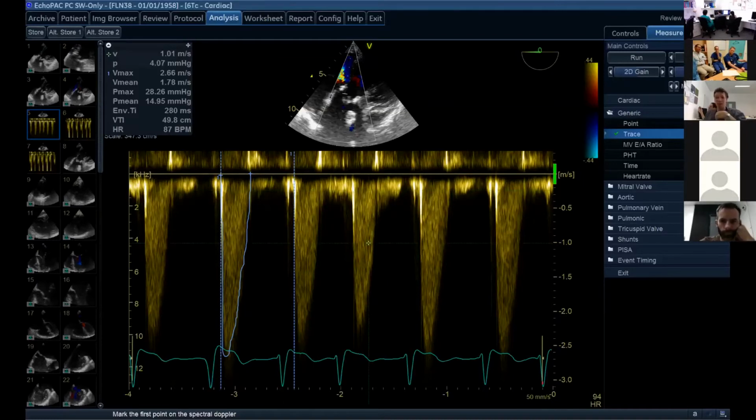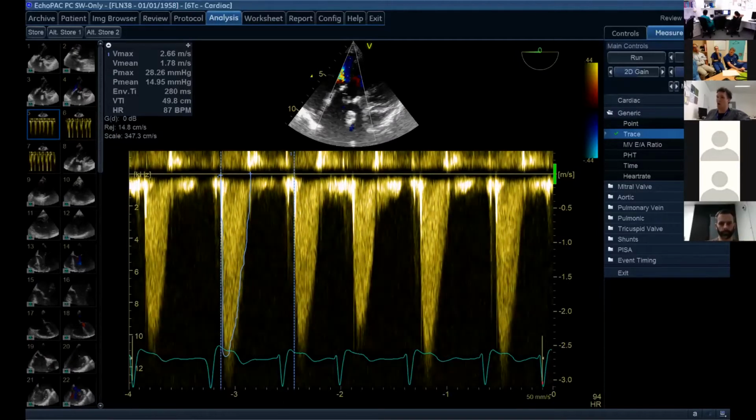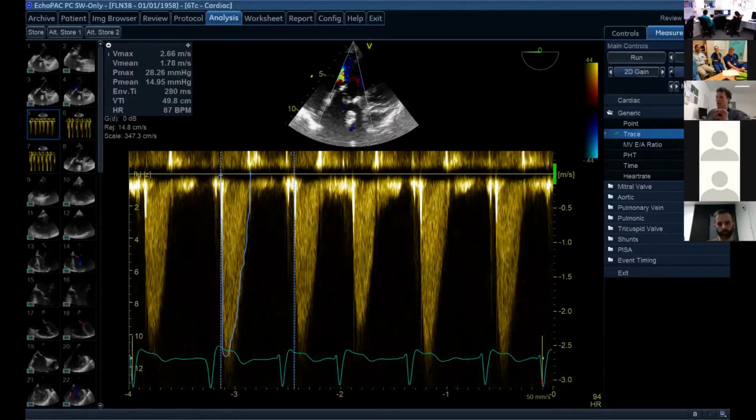So it actually wasn't me that did this. I think it was Vishal that did this case. So we can't bag him out too much. I think he did a pretty good job, right? And we could argue that you've got to make sure you don't overgain things, so you don't make it look like that. We want to check the modal velocity, so I often turn down the gain until it looks like we're capturing the majority of the profile.